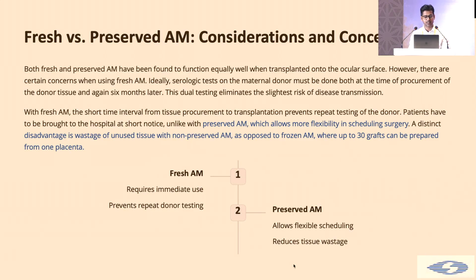However, there are certain concerns when using a fresh AM. With fresh AM, the short time interval from the tissue procurement to transplantation prevents repeat testing of the donor. Patients have to be brought to the hospital at short notice, unlike with preserved AM, which allows more flexibility in scheduling surgery. A distinct disadvantage is the wastage of the unused tissue.